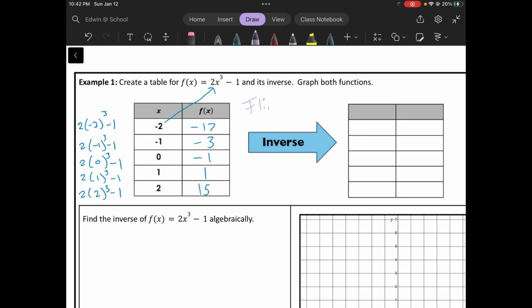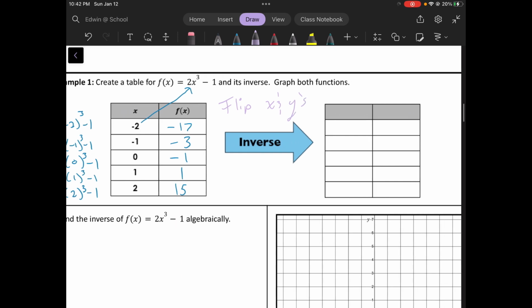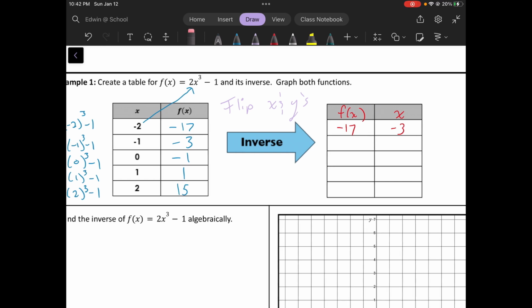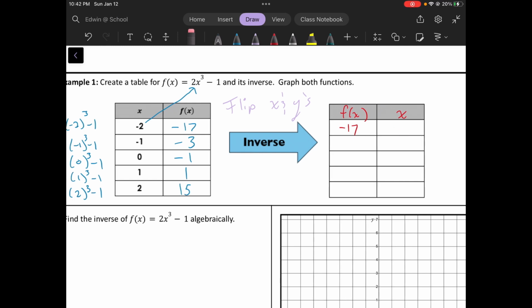So we're going to do the exact same thing. We're going to flip the x's and y's. So now we have f of x in the first column, and then the x is in the second column. But still making sure that it is domain and range respectively. Whoops, I think I made a mistake. So yeah, it should be -17, and then -3, and then -1, 1, and then 15. We should also have -2, -1, 0, 1, and then 2.